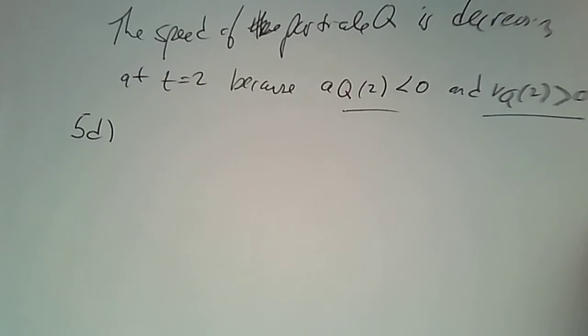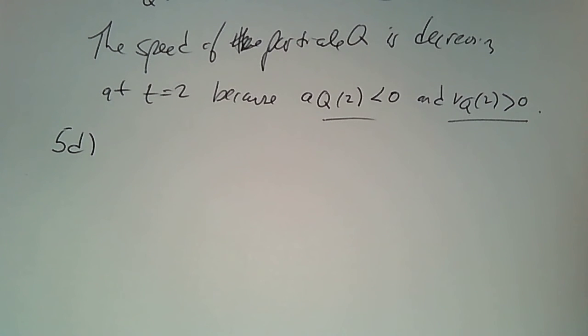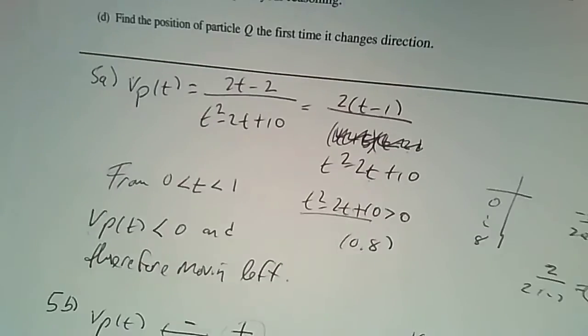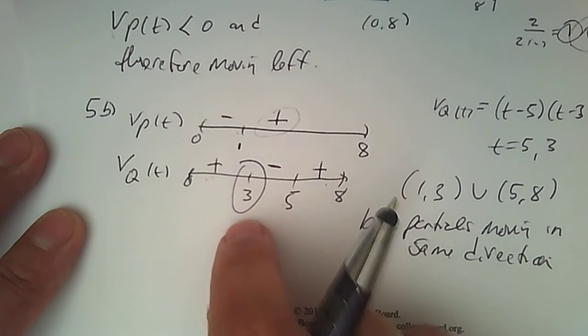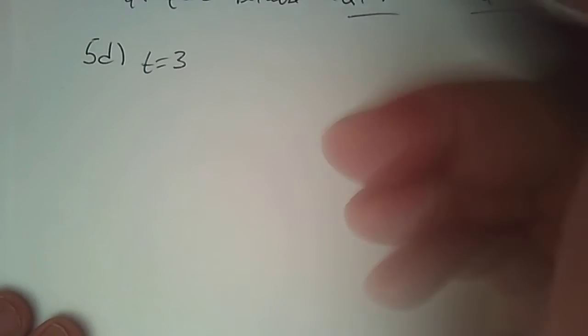All right, part D. Last one. Find the position of particle Q the first time it changes direction. So let's go back and look at Q again over here. When does it change direction for the first time? You can see it changes direction for the first time at 3. And what's the position there? So let's look at that.